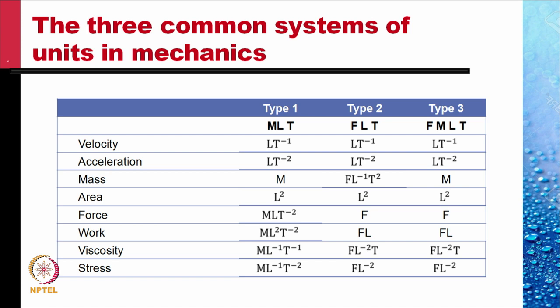All these dimensions you can work out very easily. For example, work is force times the distance moved. So the dimensions of work would be the dimension of force times length. So M L T minus 2 multiplied by L in the type 1 system, and F times L in the type 2 system, and also the same in the type 3 system.